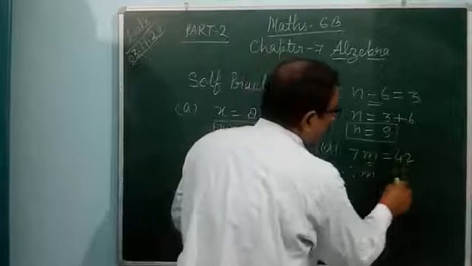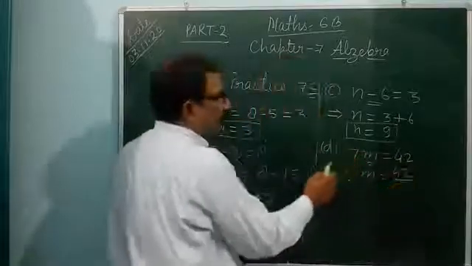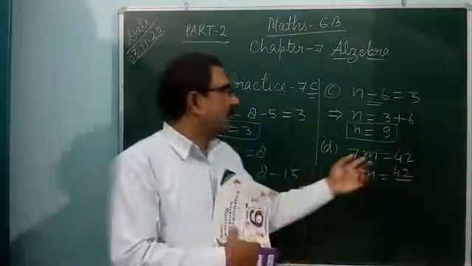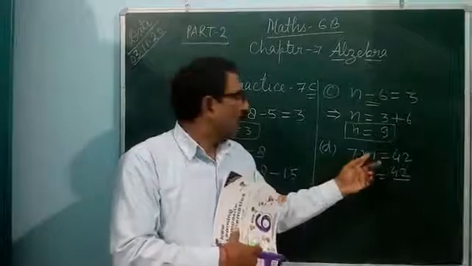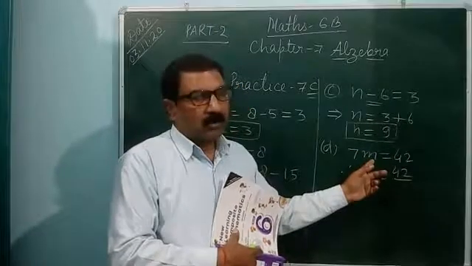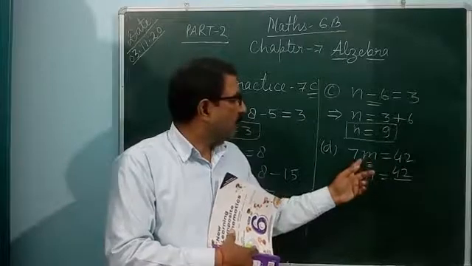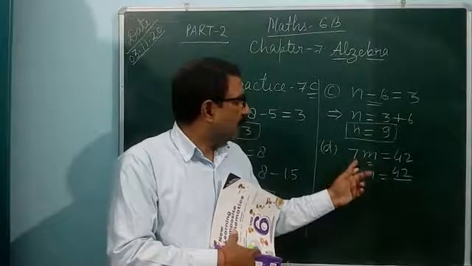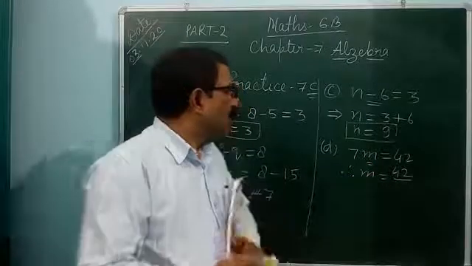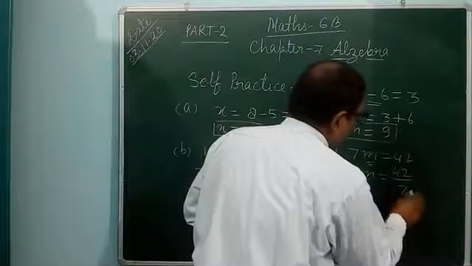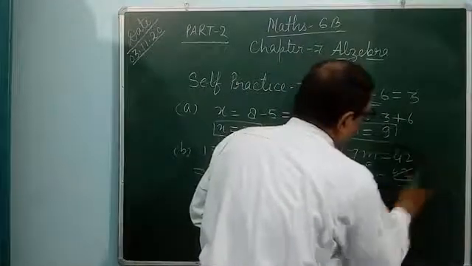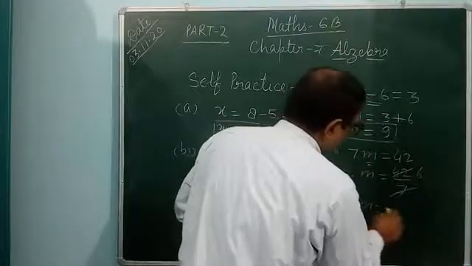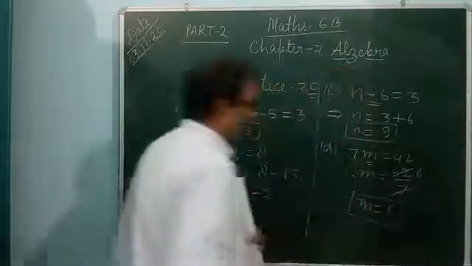42 is already given on the right side. And what is the coefficient? Coefficient means the number that is multiplied with the variable. 7 is multiplied with m, so 7 is the coefficient of m. So this 7 will be the denominator, 42 by 7. 7 sixes are 42. So m is equal to 6 is the answer.